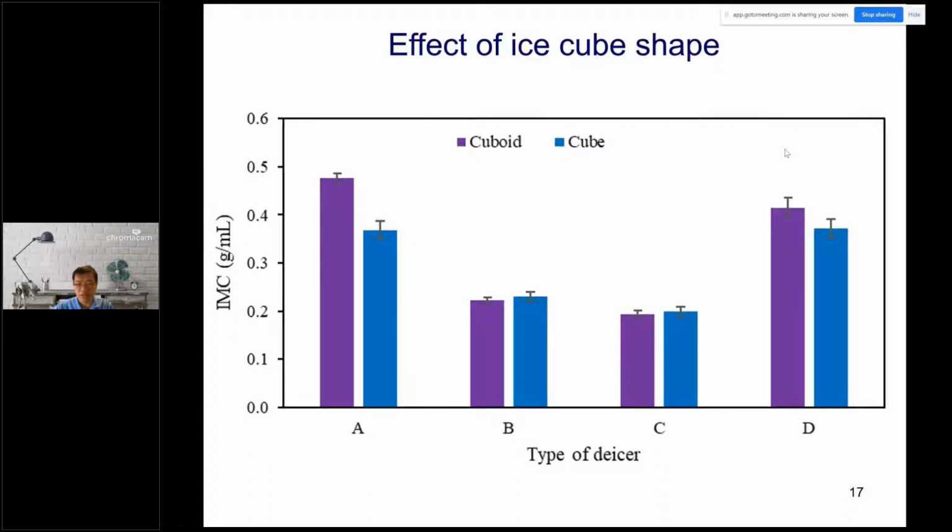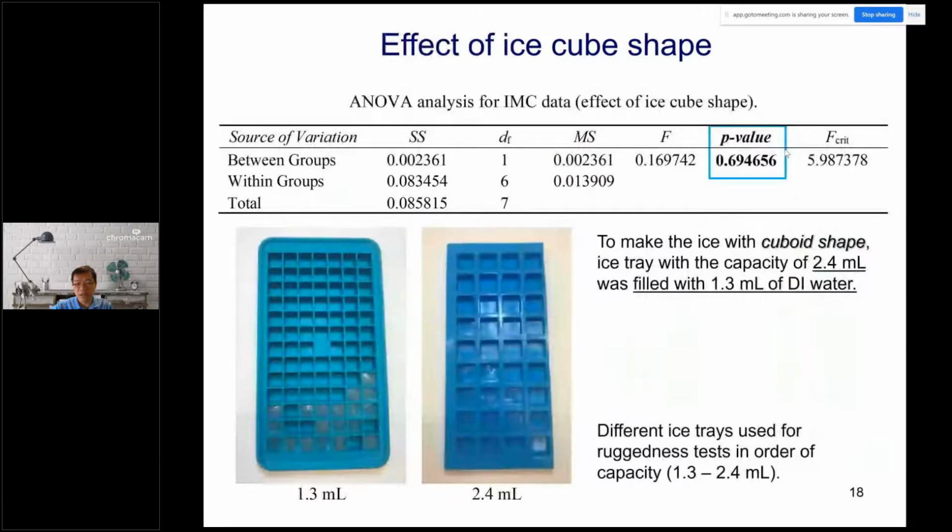We again conducted these tests. Remember, for each de-icer, for each bar, there's a standard deviation, because that's the summary of 5 replicates. So again, we conducted an ANOVA for the ice melting capacity data. The p-value again is much greater than 0.05, which means the difference between these 2 different shapes of ice cubes was statistically insignificant.